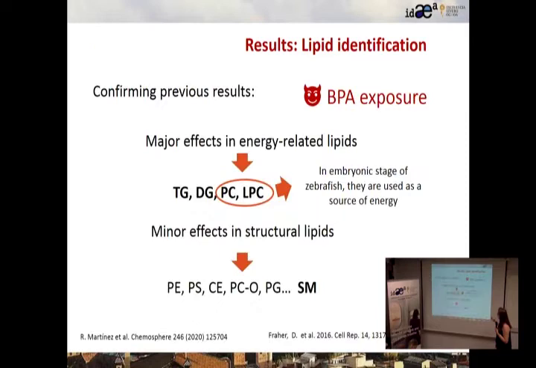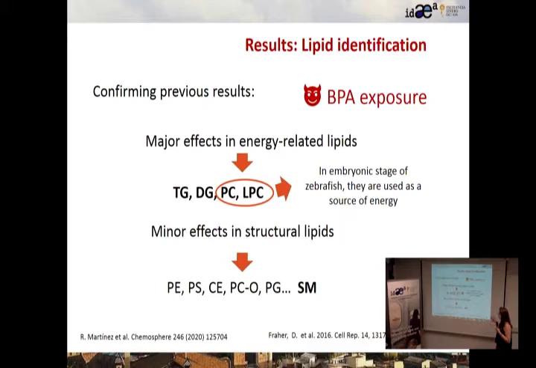So I can say we confirmed some previous results about our bad guy here, the BPA exposure. We see that minor effects were found in energy-related lipids, so triacylglycerides, acylglycerides, and in the case of zebrafish embryos, we can include here phosphatidylcholines and lysophosphatidylcholines. And also, minor effects were found in structural lipids, so sphingomyelins.